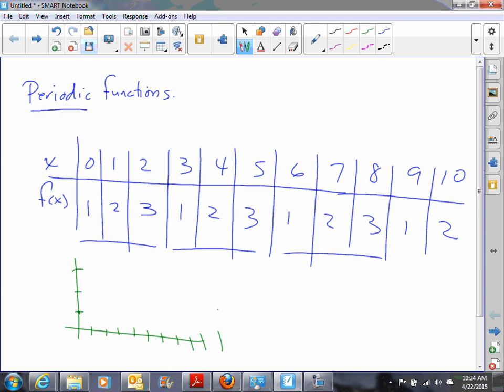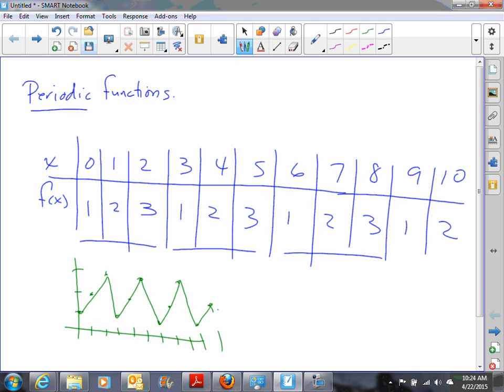So we have 1, 2, 3, 1, 2, 3, 1, 2, 3, 1, 2. So as you can see, these go over and over again. If we connected them with lines, it would look something like this.